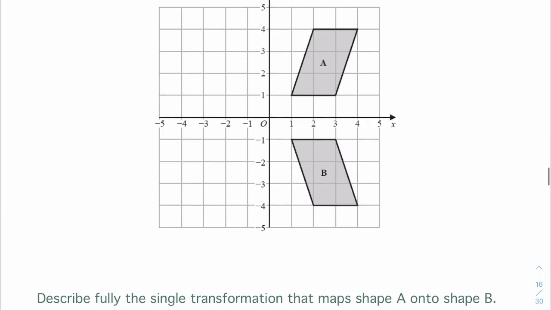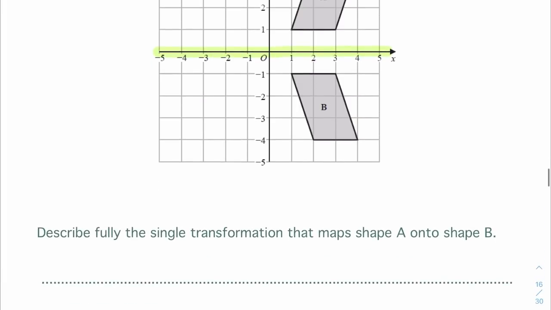Okay, so we have a transformation. Describe fully the single transformation that maps shape A onto shape B. We can see here that this is a reflection. So it's a reflection in this line here. So there are two ways of explaining that one. Let's first make sure we write down reflection. So it's a reflection.